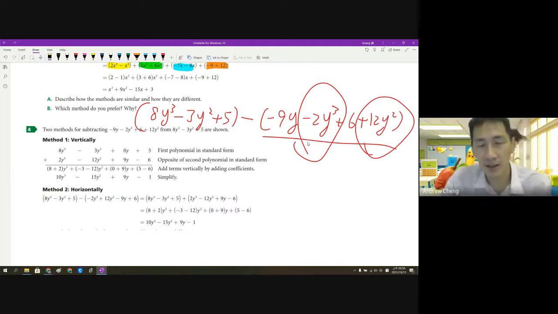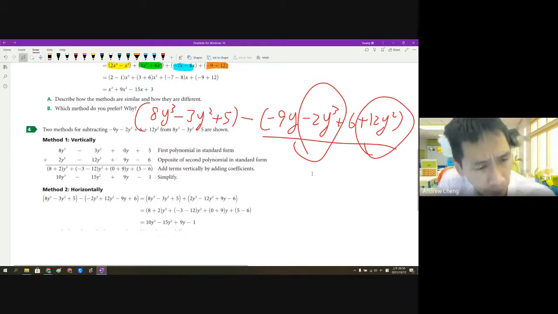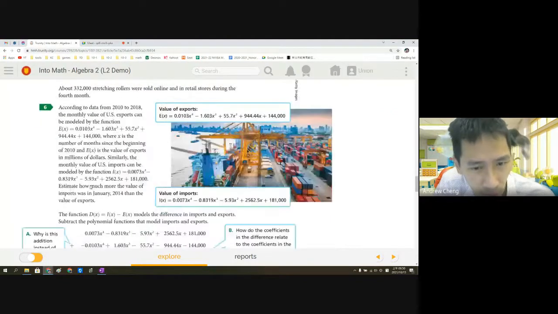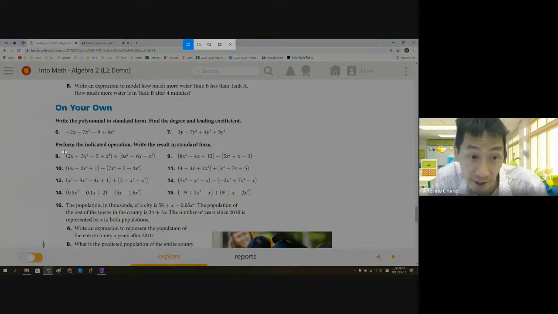All right, this is the skill for addition and subtraction. It should be on your own, but I will do a little bit for you for free.